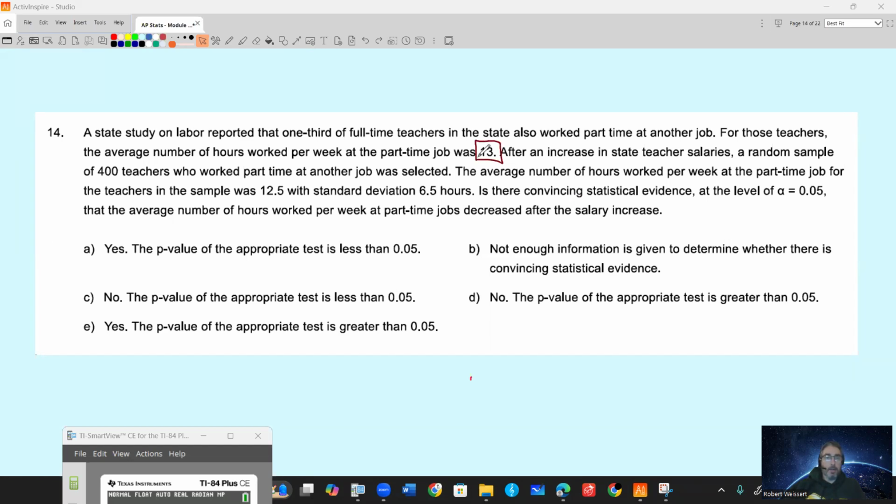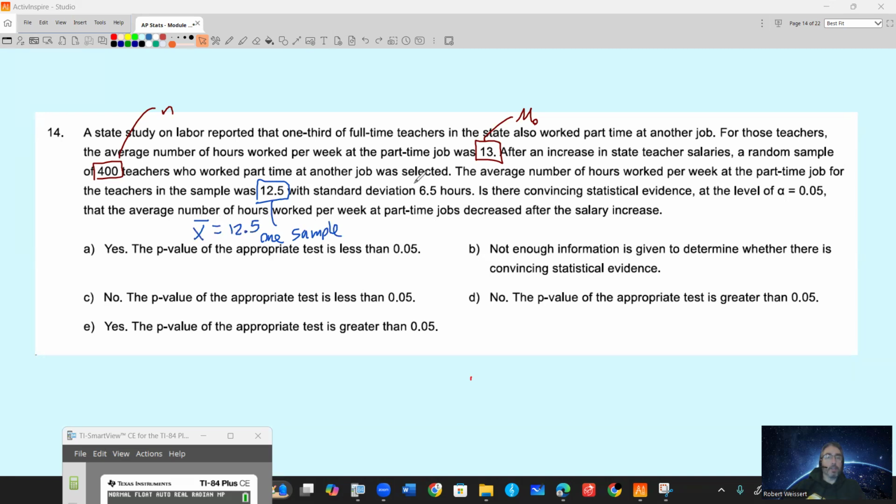there are some previous data where the average number of hours per week at the part-time job was 13. So that's going to be like your mu null. That's going to be your null hypothesis. After an increase in state teacher salaries, a random sample of 400 teachers, so there's your n value, who worked part-time at another job was selected. The average number of hours worked per week at the part-time job for the teachers was 12.5. So it's only one sample. This is going to be your sample, and this is going to be your sample mean.